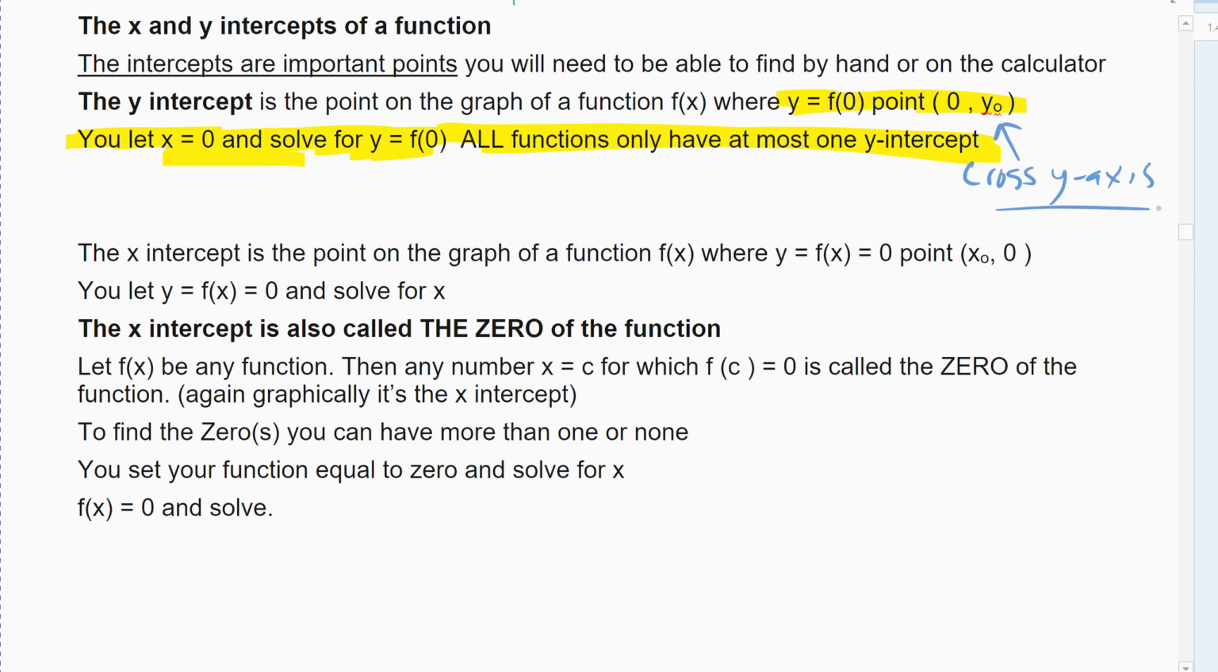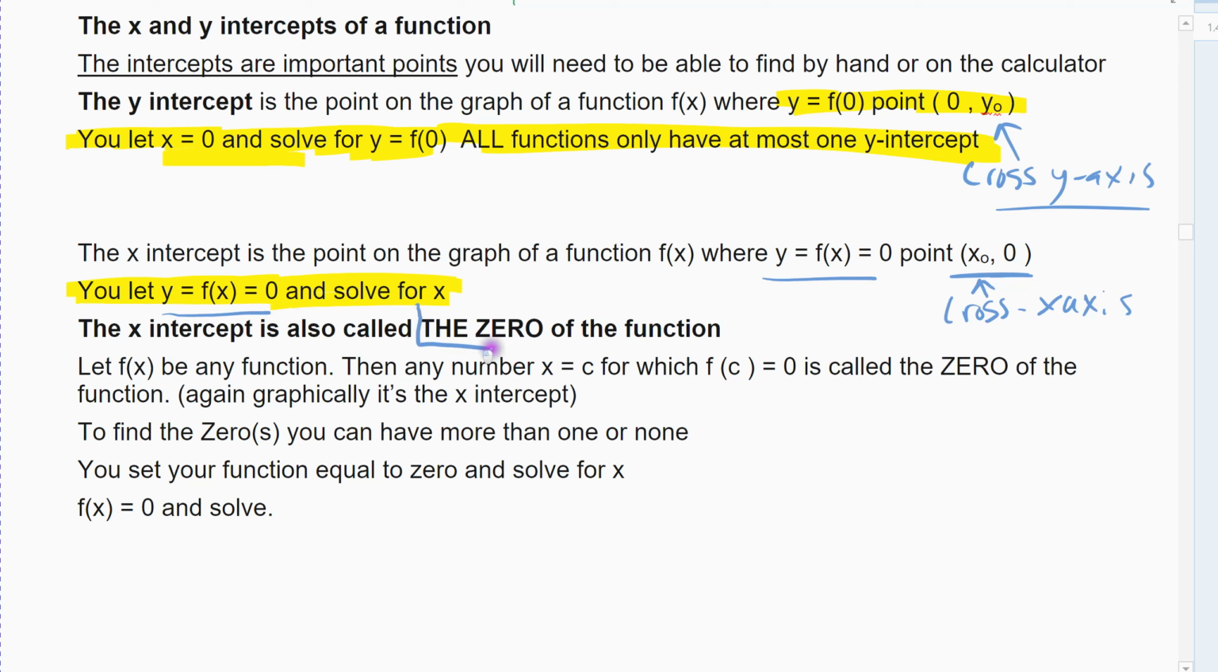The x-intercept is the point on the graph of the function where the y value is 0. So it's the point (some x value, 0), and this is where it crosses the x-axis. My x value is where it crosses and my y value is 0. And so you let your y value be 0 and solve for x. You'll notice here that I've said the y value is the function value, right? And so it's when the function value is 0, the function set equal to 0.